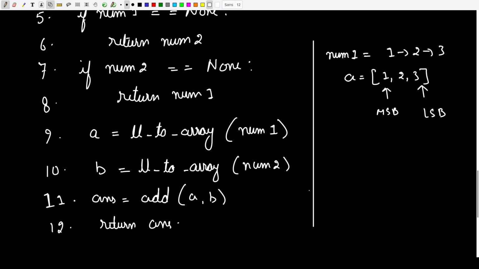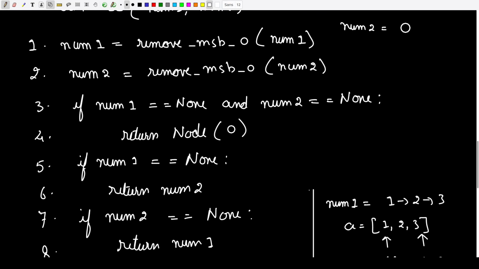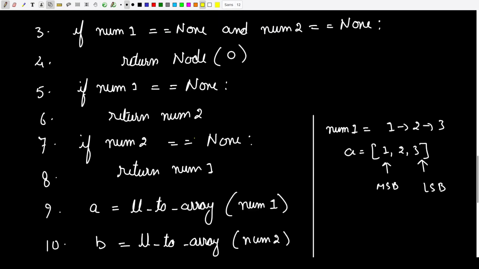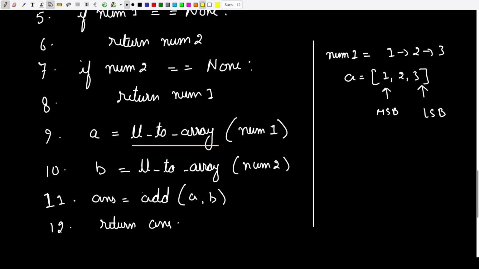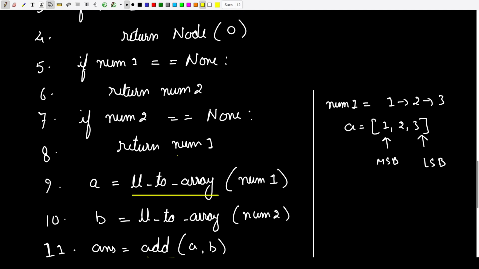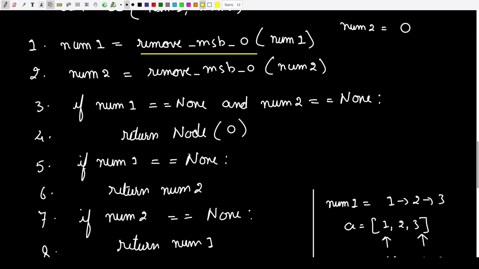Now, as we have seen, we are using various functions in order to achieve our answer. So now let us discuss the various functions which we are using. The first function is remove MSB 0. The second function is LL to array, linked list to array. And the third and final function is add. Now let us take each of these functions one at a time and discuss it at length in order to understand its implementation.